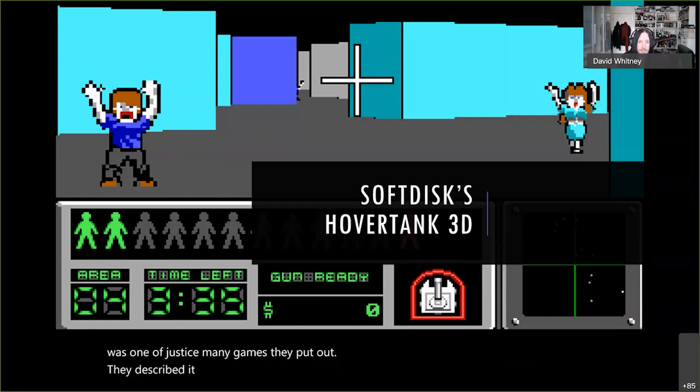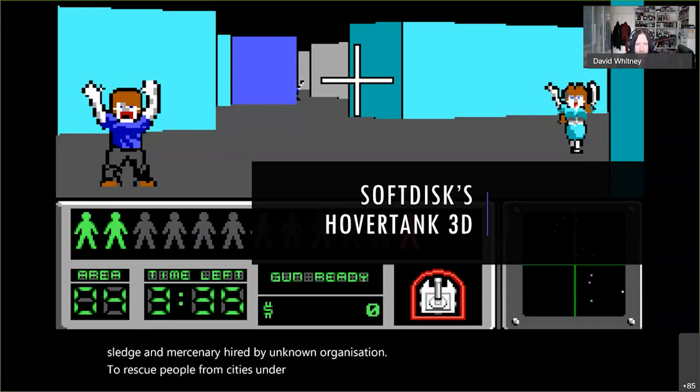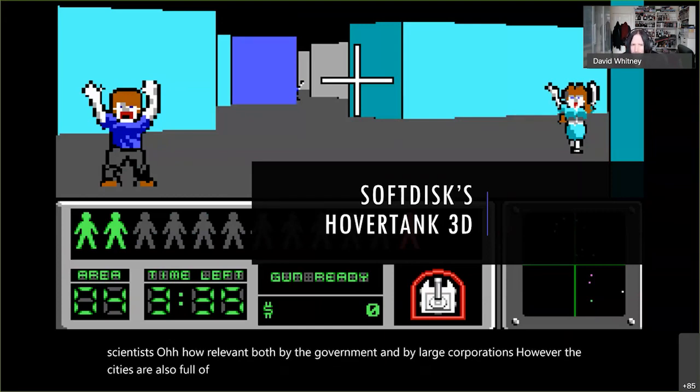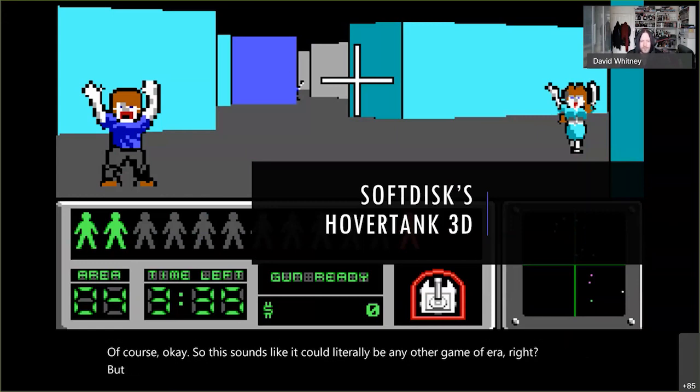Hover Tank 3D is set during a nuclear war. The player controls Brick Sledge, a mercenary hired by an unknown organization to rescue people from cities under the threat of nuclear attack, largely political activists or scientists. Oh, how relevant. Both by the government and by large corporations. However, the cities are also full of mutated humans, strange creatures, armed guards, and enemy hover tanks, of course. Okay, so this sounds like it could literally be any other game of the era, right? But Hover Tank 3D was a little bit more important than that.